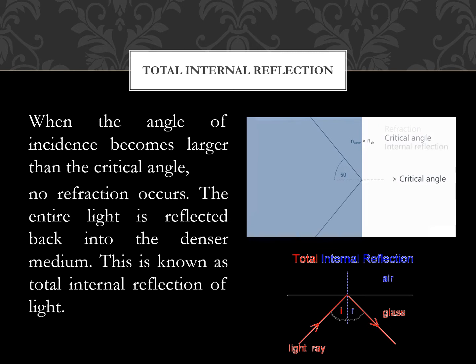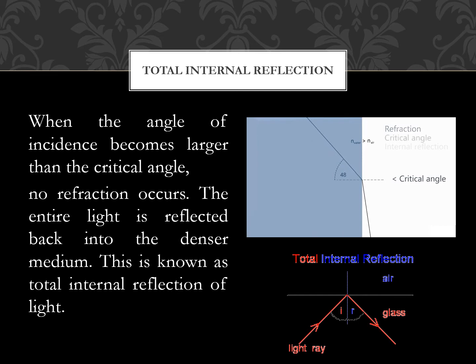As you can see in the animation, it gives you 3 processes. One is the refraction, the other is the critical angle, and the third one is total internal reflection. When your angle of incidence is greater than the critical angle, the light ray will totally reflect back into the same medium. This is the process of total internal reflection.